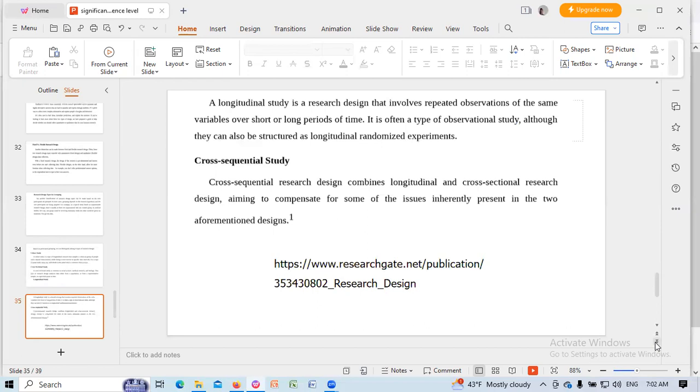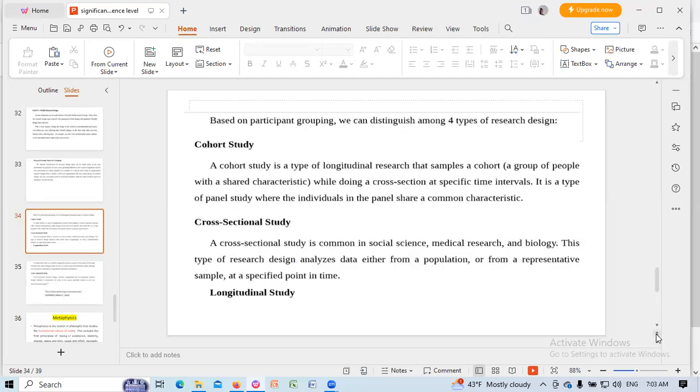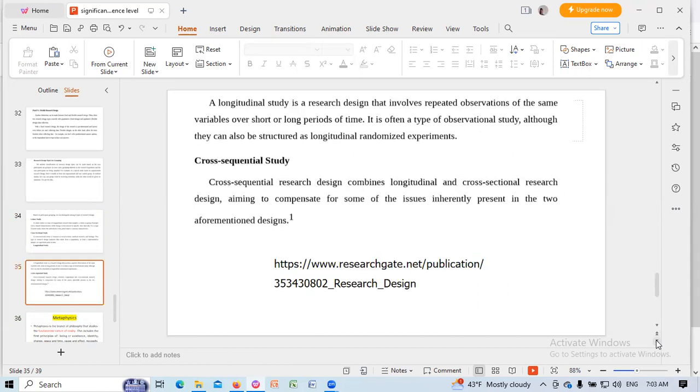But a longitudinal study is a research design that involves repeated observations of the same variables over a short or long period of time. In case of cross-sectional, it is at a specified point in time. But in case of longitudinal, it is over a period of time.